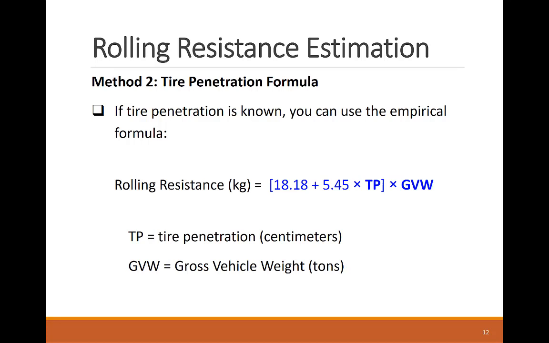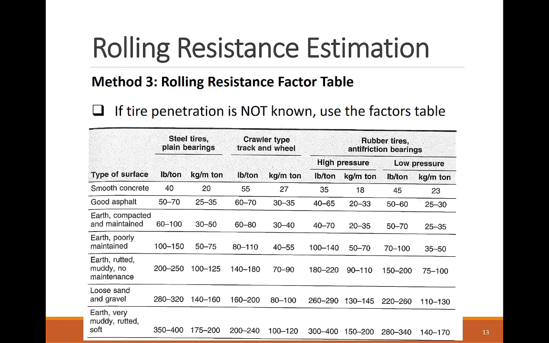Second, the rolling resistance can be empirically estimated by using the shown table that was derived based on previous research field experiments. But this formula still depends on estimating or measuring the tire penetration, TP. Finally, the rolling resistance can be estimated using the shown table, which considers the type of the haul surface and the type of the equipment and tire.